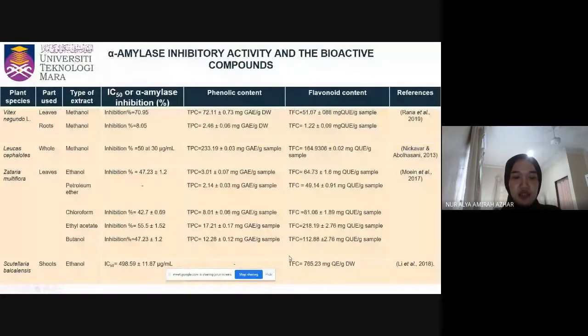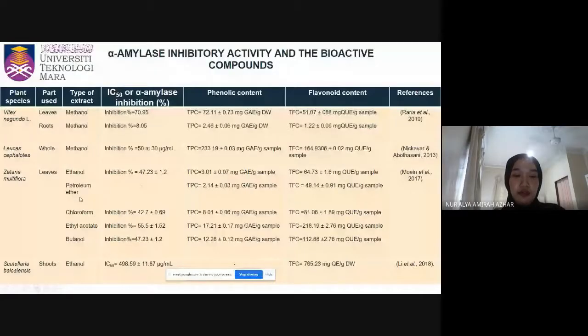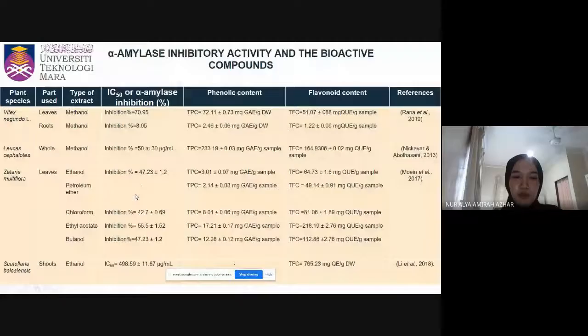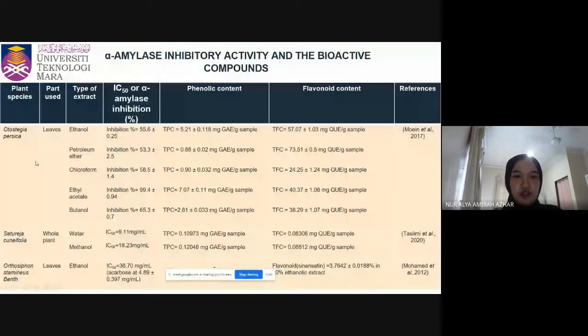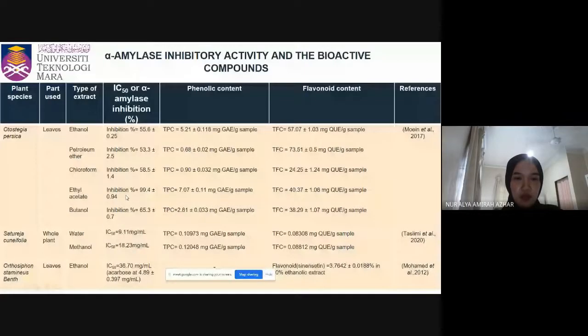The IC50 is actually very weak when compared to the standards. And the Zataria multiflora used a variety of extracts, and even petroleum ether does not seem to have any reaction inhibiting alpha-amylase, and the highest extract that inhibits alpha-amylase is ethyl acetate, which is 5.5% when compared to other extracts. Moving on to the next 3 species, which is Otostegia persica. Once again, ethyl acetate shows that it inhibits alpha-amylase the highest, almost 100%, which is the value of 99.4%.